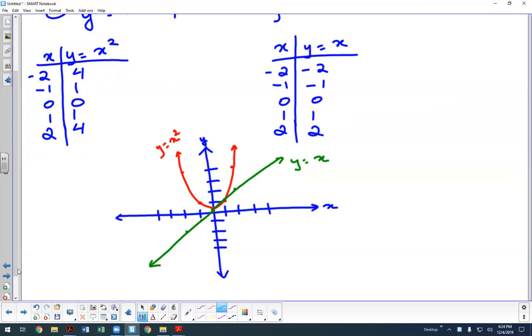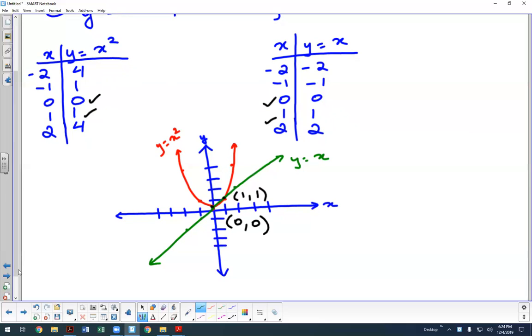But where are we noticing the two graphs intersect? Origin and one. Yeah, so they should be intersecting right here at the origin, and you can see that's the point which we also had in our table. And the other point where the two graphs are intersecting is at 1, 1. So you should be able to verify that.